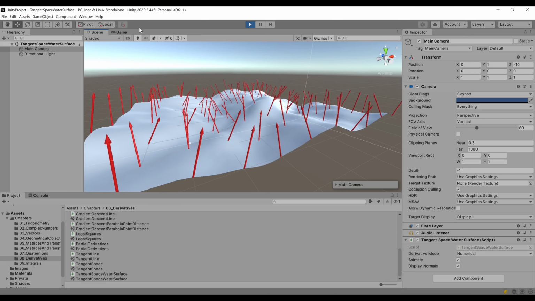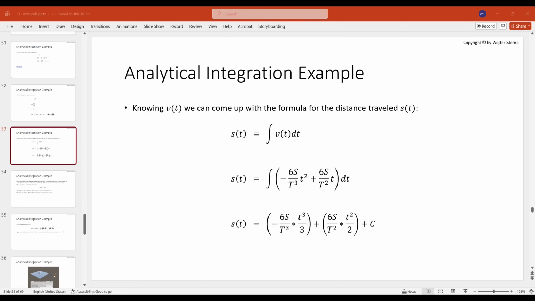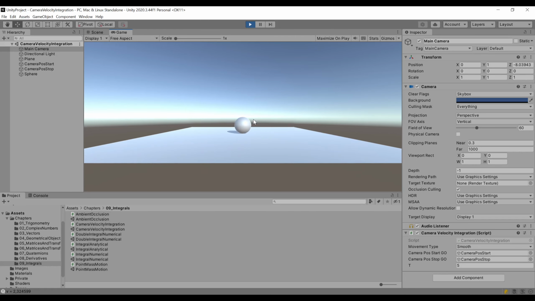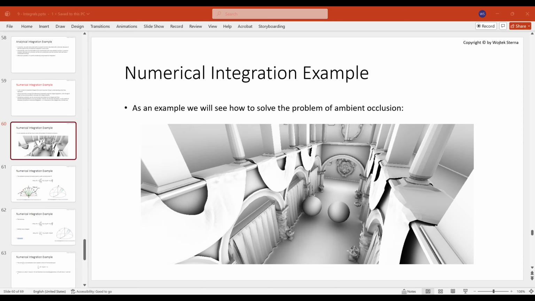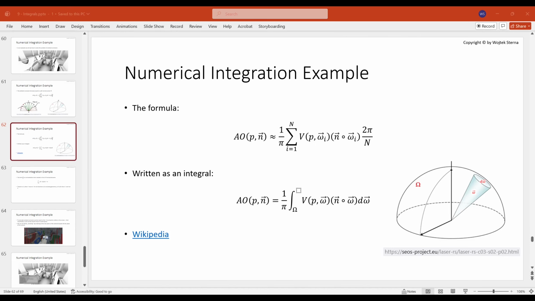on non-trivial surfaces. When it comes to integrals, we use them in a physics context by integrating motion equations to achieve smooth camera movement under specified constraints, and also in a graphics context by calculating ambient occlusion effect. We utilize both numerical and analytical integration.